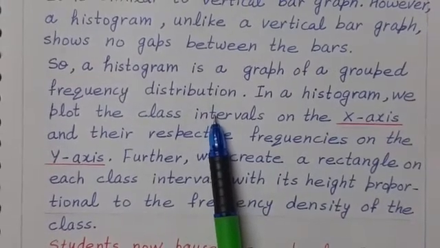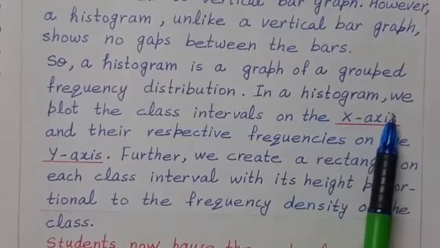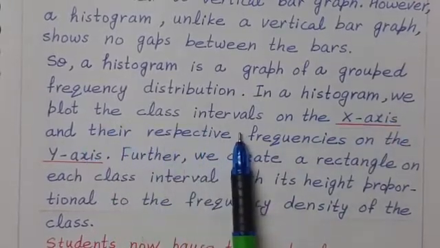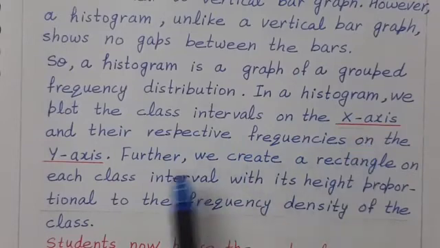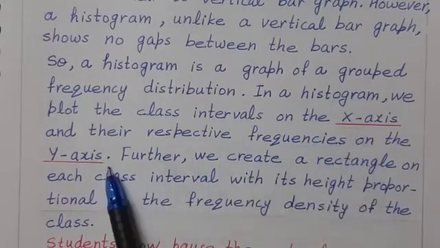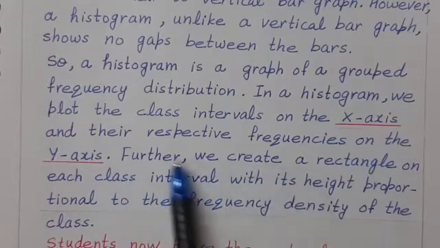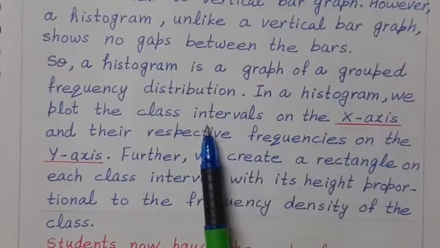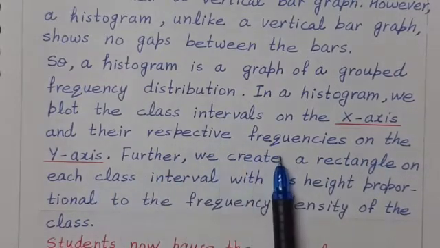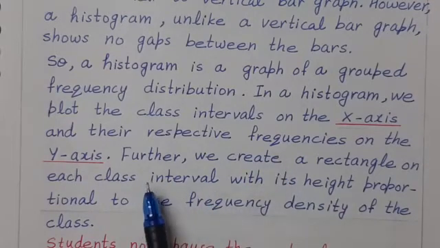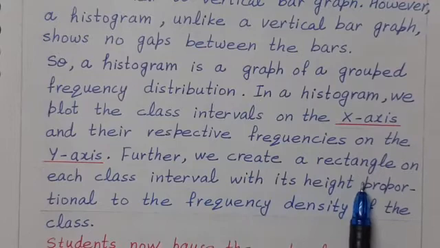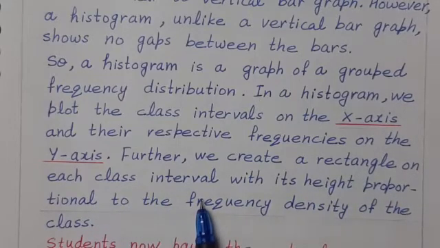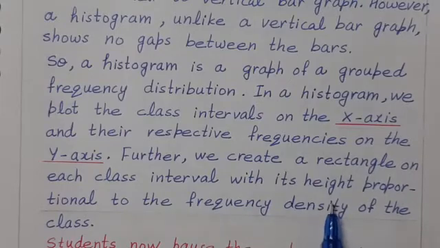Clear? In a histogram, we plot the class interval on x-axis and frequencies on y-axis. Now what do we plot on y-axis? We plot the frequencies. Clear? So on x-axis we plot class interval and on y-axis we plot frequencies. Further, we create a rectangle on each class interval with its height proportional to the frequency density of the class. Clear?